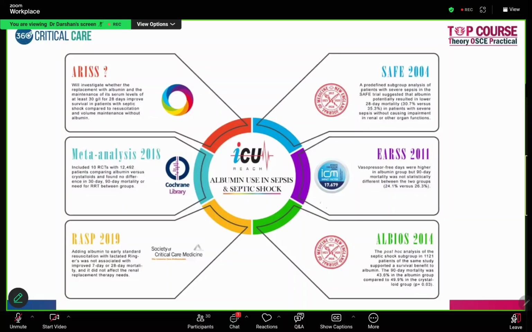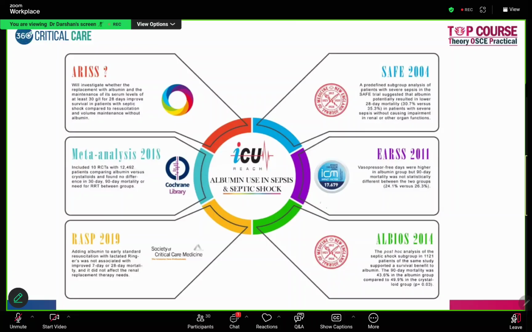Take-home point from albumin: it can be used in patients requiring larger volumes, and in patients with non-TBI type of sepsis. If it is TBI, please do not use 4 to 5% at that particular time. Probably it's better to use 20% albumin. What is the advantage of albumin?